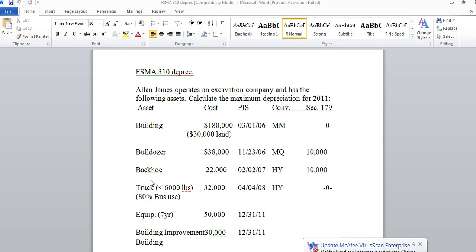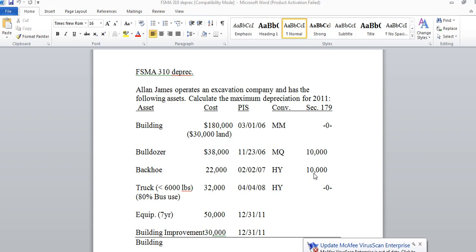Okay? Now, this truck that we have here, or I'm sorry, let's go to the backhoe. The backhoe is the same type of thing, only the thing is it is half-year convention. We take the $22,000 of original cost, subtract out the $10,000 of Section 179 expense that we took in the first year. That gives us $12,000 of depreciable assets remaining. And we multiply that, and that would be the 5th year of use. So if you look at the half-year convention for the 5th year of use, that would be 8.93%. Okay, so that's what you would take.